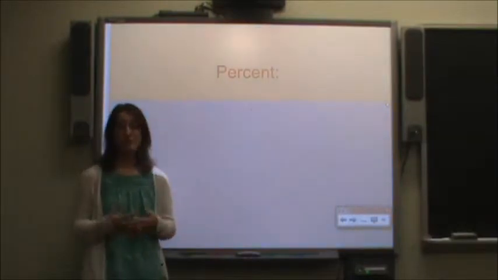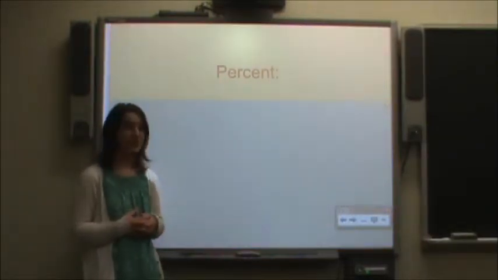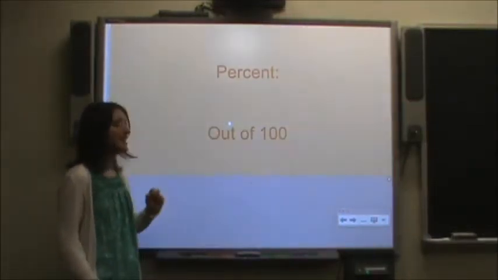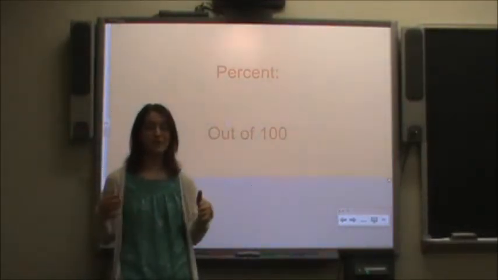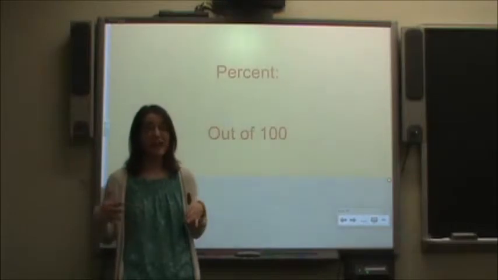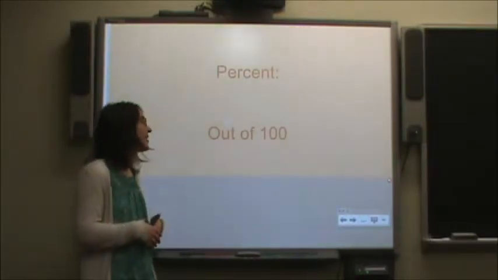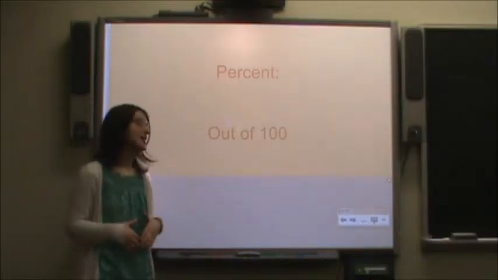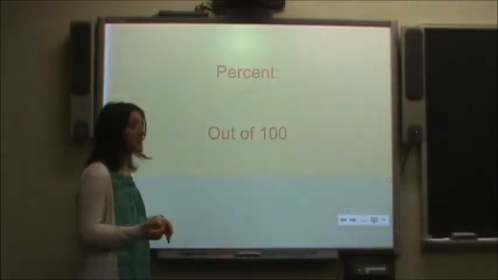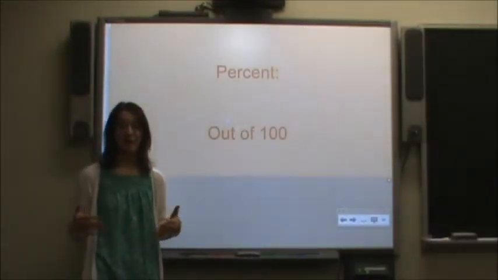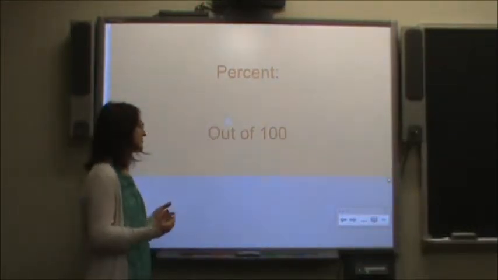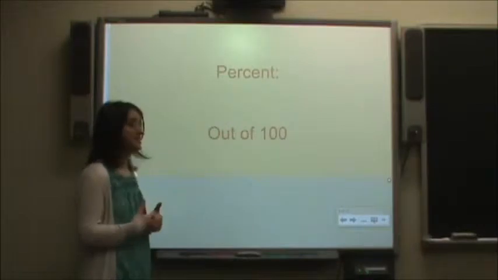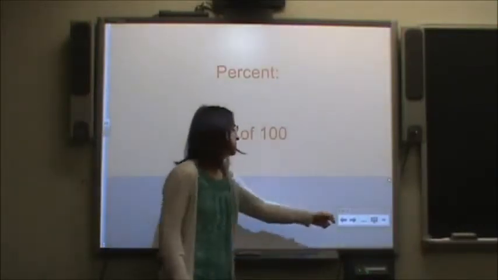So we should go over some vocabulary first. A percent is anything out of 100. A percent means out of 100. So if I say 50%, that means 50 out of 100. If I say 60%, that means 60 out of 100. So it's just a different way of writing and saying fractions as well as decimals, because decimals are also out of 100.